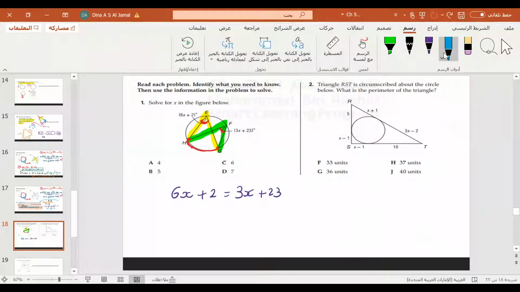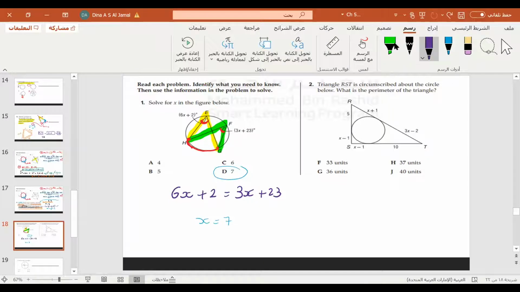Now you have an equation with a variable on each side. Solve for x, so your x will be 7, which is your D. Now let's go to this question. You have a triangle which is circumscribed about this circle. So the theorem of a circle with external tangents intersecting outside, and 2 congruent tangents, will help you to solve this question.